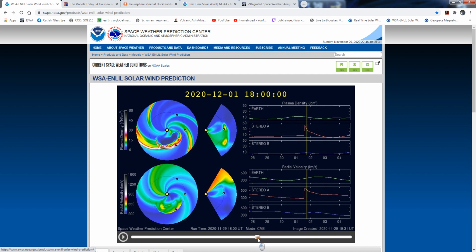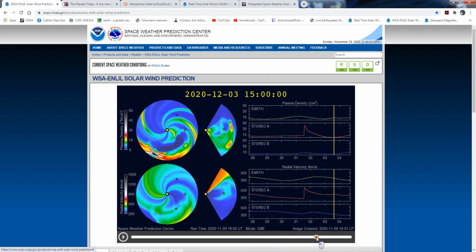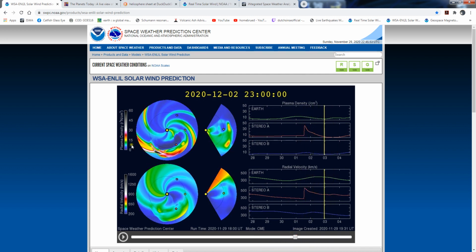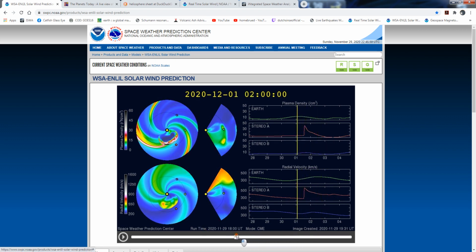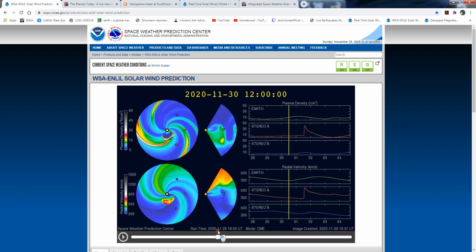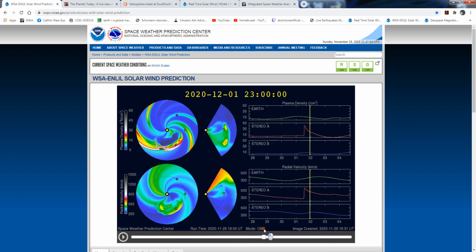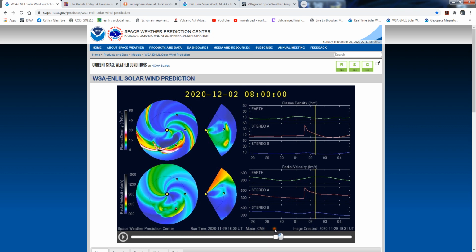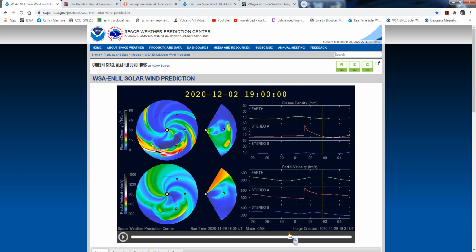Now, the other thing that was interesting is you can see the black area here in the density model. That is the thickest part of the CME. If you follow the scale, you can determine the thinnest and the thickest part of the wave, and the velocity is its speed. This is the thickness of it.